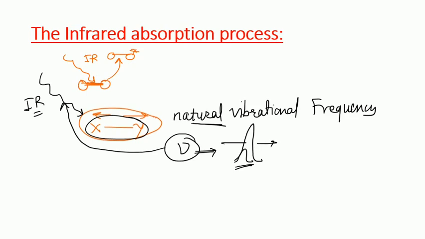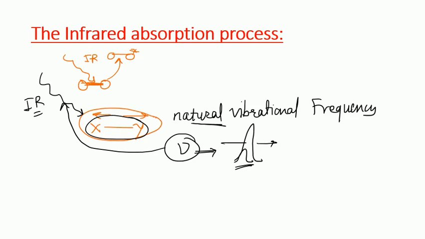So which kind of bond will absorb in the IR region? Not all bonds absorb in the IR region, but the bond must have a dipole moment. Only those bonds that have a dipole moment that changes as a function of time are capable of absorbing infrared radiation. So the dipole moment must be there. Those bonds having the dipole moment absorb in the IR radiation.